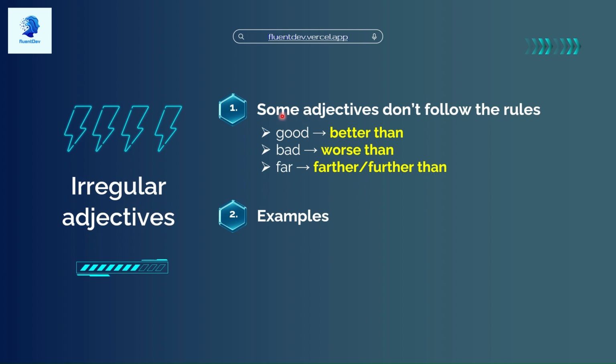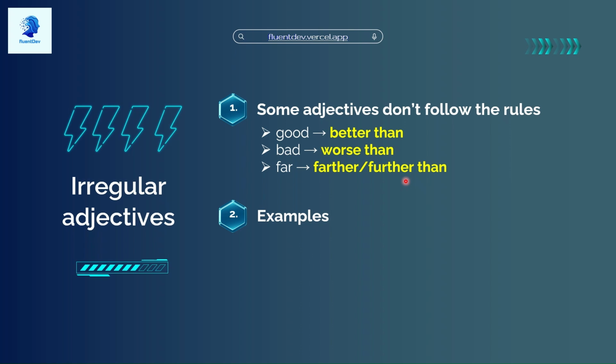It looks like some of them become totally different words. So if we're making a comparative, good will become better than. Bad becomes worse than. Far changes to farther or further. It doesn't really matter which one you use. Some English teachers like to debate this online. It really doesn't matter. Farther than or further than, your choice.